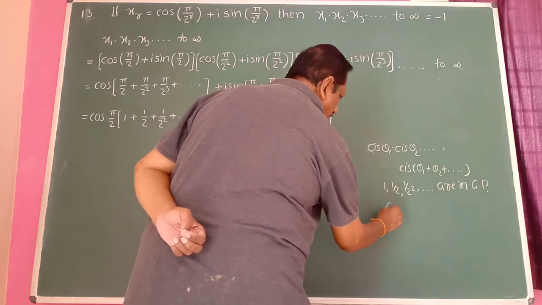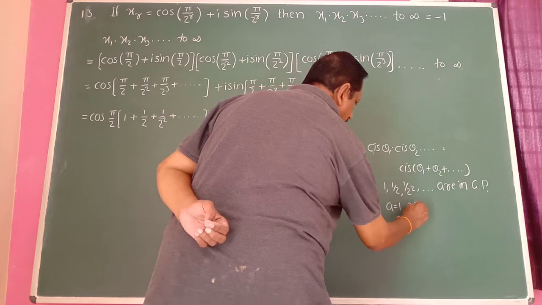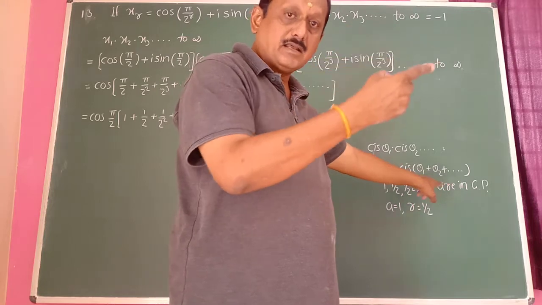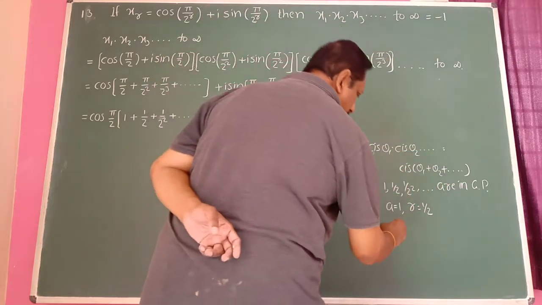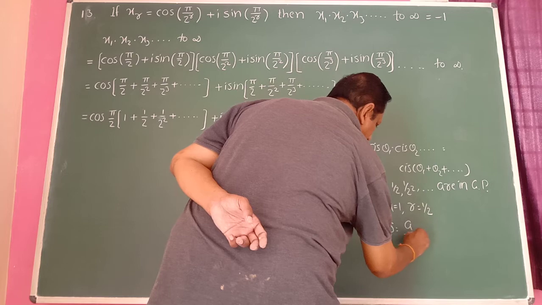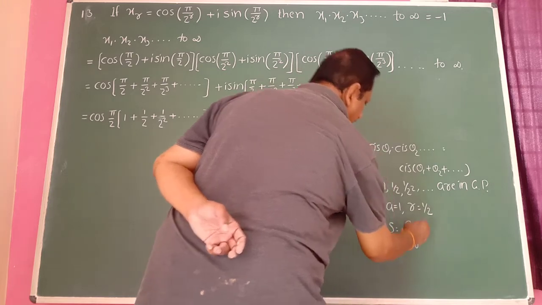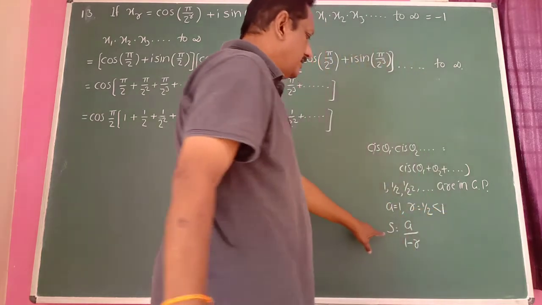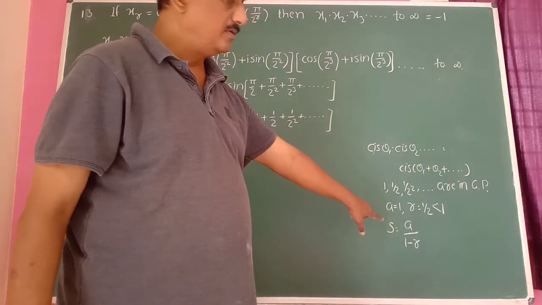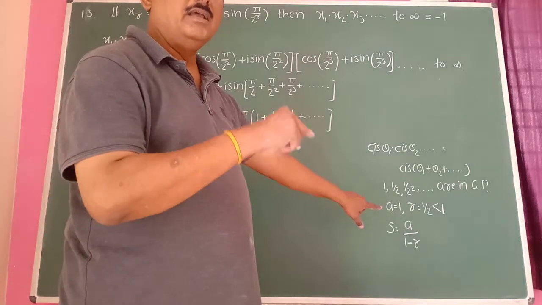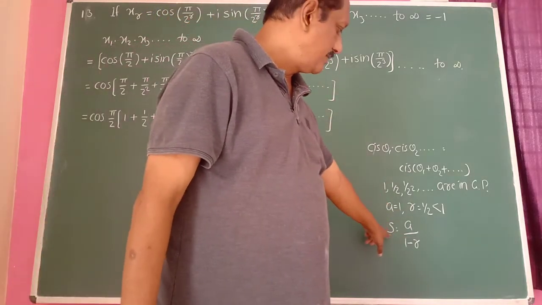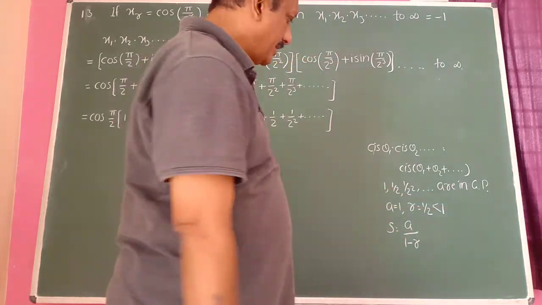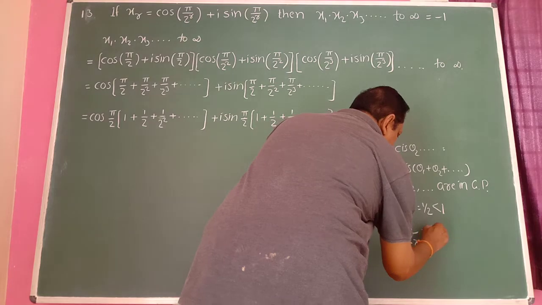Therefore a is equal to 1 here and r is equal to 1 by 2. And these are up to infinite terms, therefore its sum is given by the formula a divided by 1 minus r. If r is less than 1 here, then you can use this formula S equal to a upon 1 minus r. Sum to infinite terms of a GP is given by this formula. This formula is applicable only when r is less than 1. Remember here.